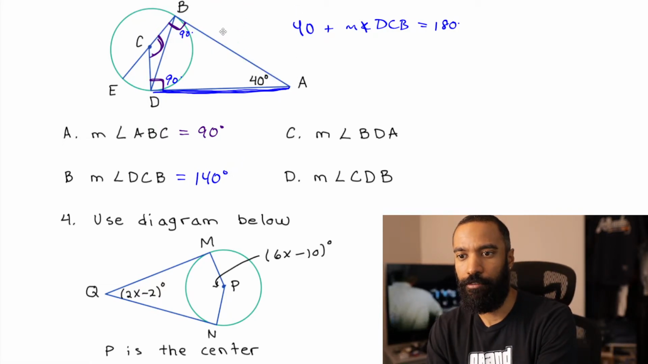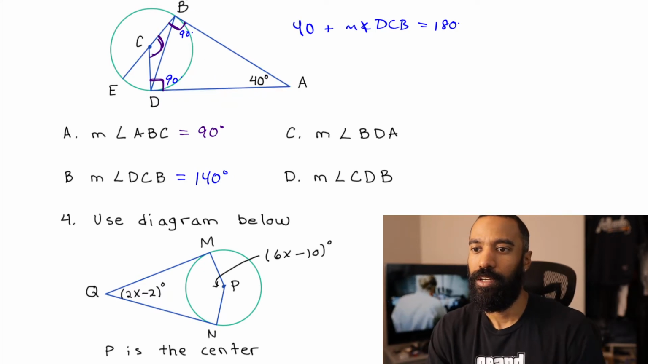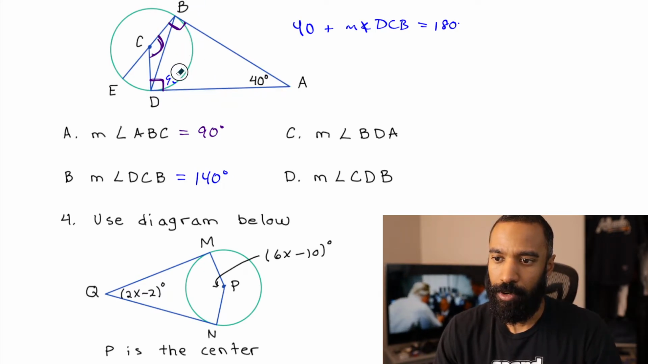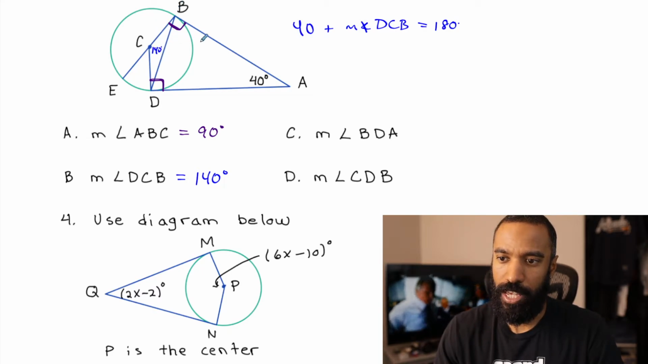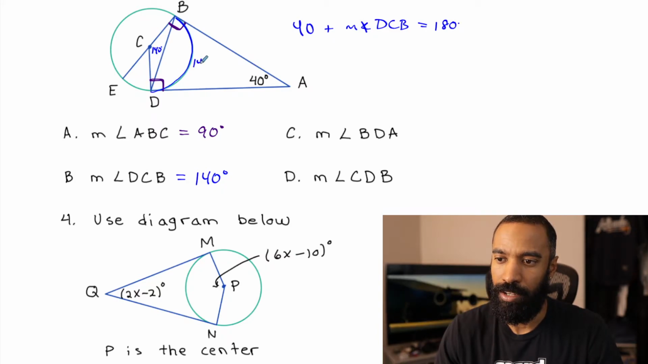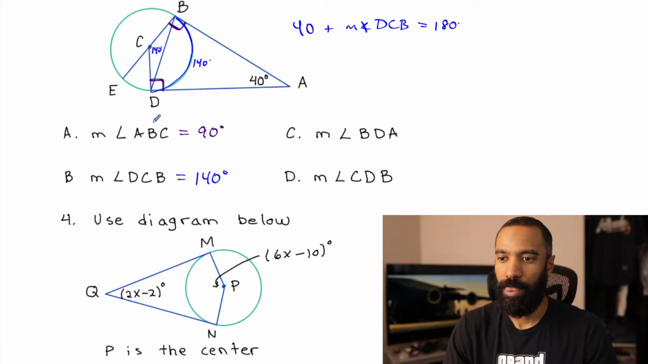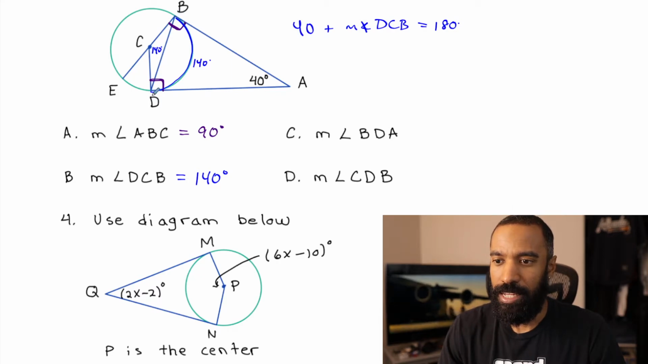Okay, so that's 140 degrees right there, which means I'm going to mark that as such. Not just this 140, but if it's a central angle, then its intercepted arc is also 140 right there. All right, measure of angle BDA.